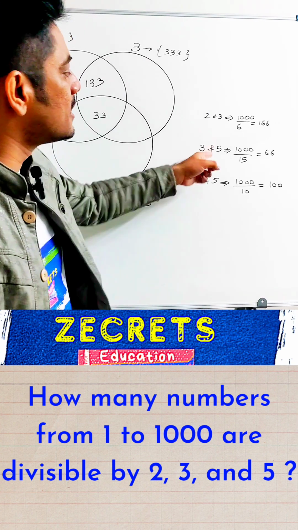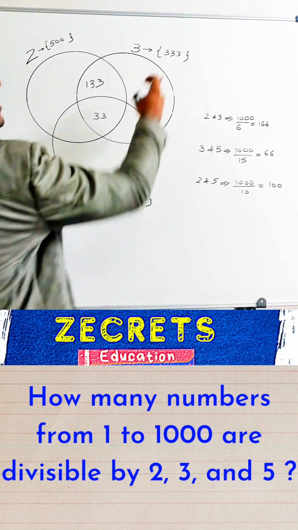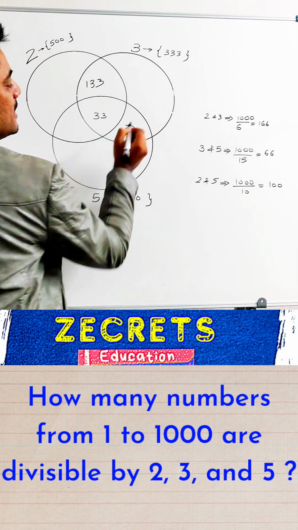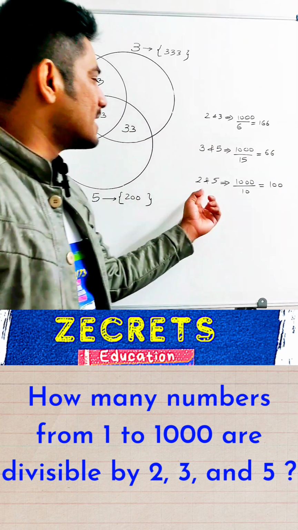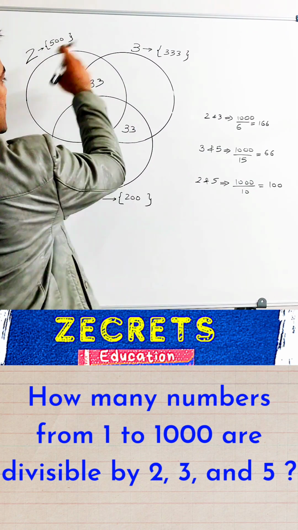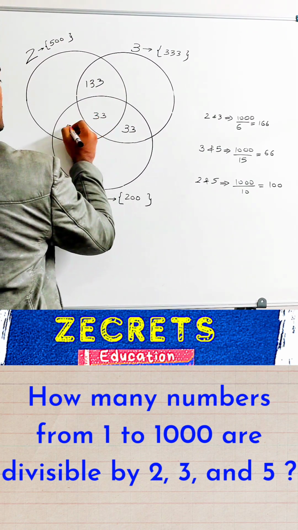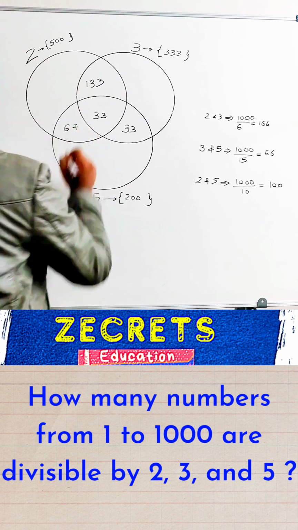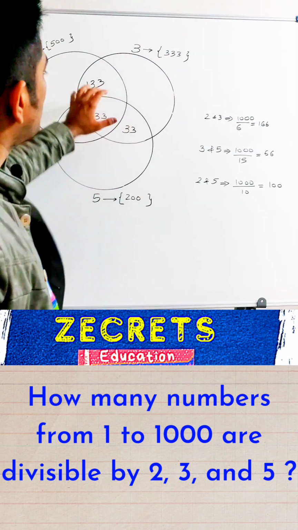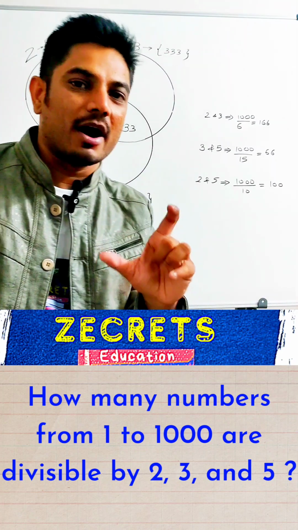Then similarly, numbers divisible by 3 and 5. It is 66. This is 33, so this has to be 33. And then numbers divisible by 2 and 5, which is 100. So if it is 100 total, this is 33, this has to be 67. And now I've got the split of each and every only part.